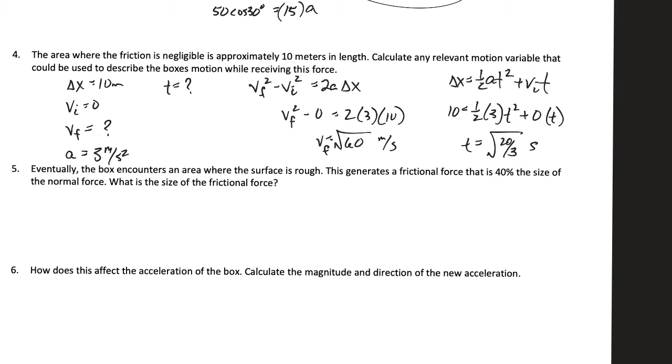The next question is probably where I'd put a little more weight. Eventually, the box encounters an area where the surface is rough. This generates a frictional force that is 40% the size of the normal force. What is the size of the frictional force? That's just friction equals mu times the normal force. You really don't have to do very much. We already calculated the normal force above. So this is 0.4 times the normal force of 175 newtons. 70?